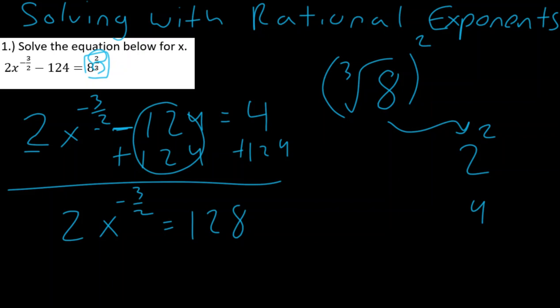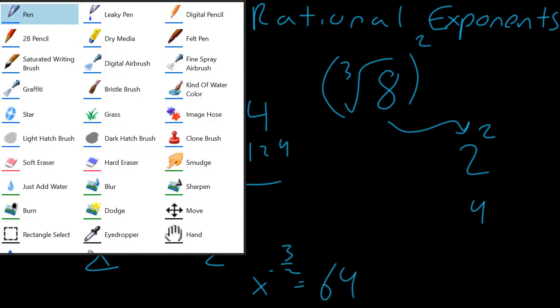Now from here, what do we want to get rid of next? Do we want to get rid of our multiplication or our exponent? And if you said multiplication, you're correct. The opposite of multiplying by 2 is, of course, to divide by 2. And so we're going to get x to the negative 3 over 2 is equal to 128 divided by 2 is 64.